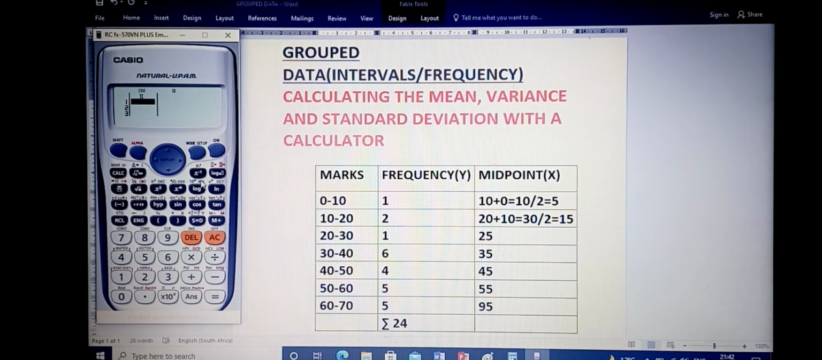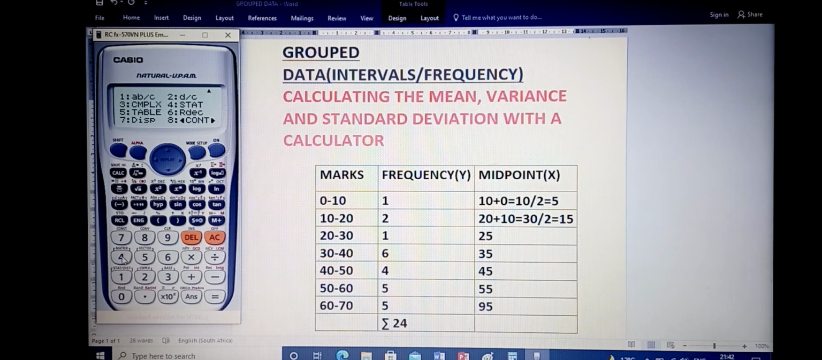But there's a problem here because I've only got the x values, where I can only enter the midpoint. I don't have a frequency column. But your calculator can help you get the frequency column. There is a button to do that. So I'm just going to press AC to clear this up. Then I'm going to go to Shift and press Mode Setup. I'm going to arrow down and press number 4 here for Stat.